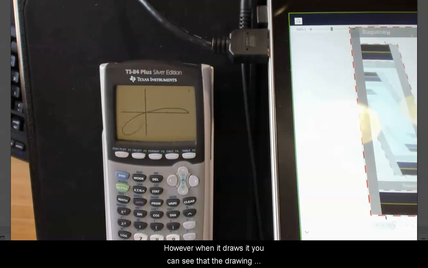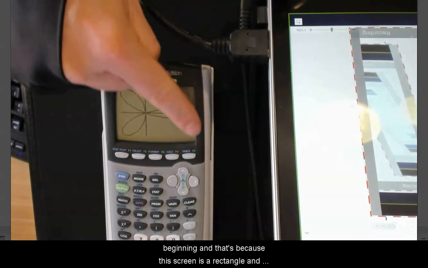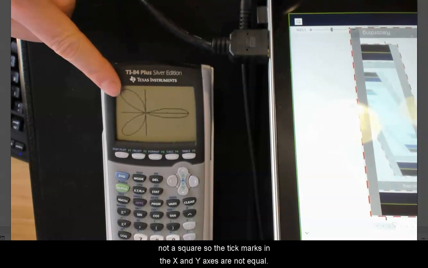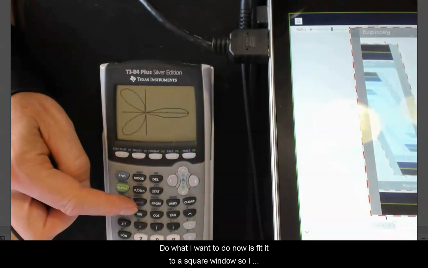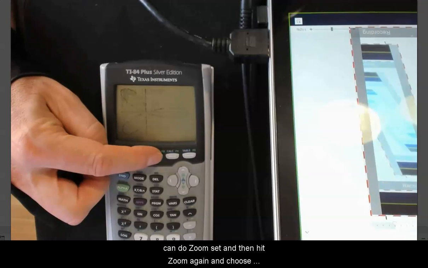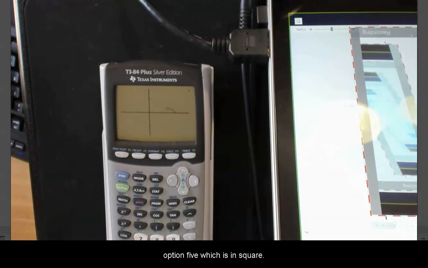However, when it draws it, you can see that the drawing looks skewed compared to what I had on there at the beginning. And that's because this screen is a rectangle and not a square. So the tick marks on the X and Y axis are not equal. So what I want to do now is fit it to a square window. So I do zoom fit and then hit zoom again and choose option 5, which is zoom square.